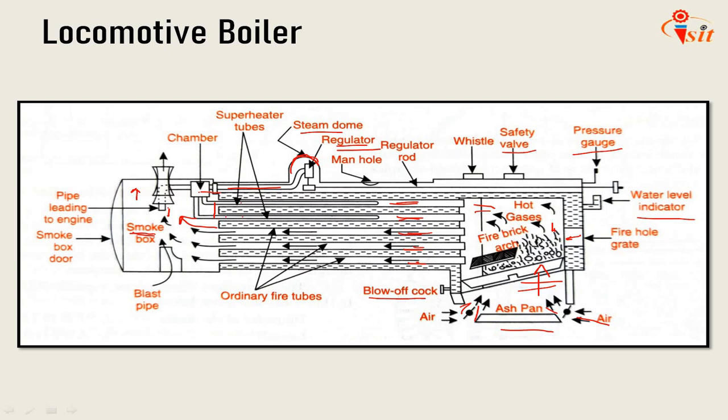In this boiler, natural draught cannot be obtained because it requires a very high chimney, which cannot be provided on the locomotive boiler, since it has to run on rails. Thus, some artificial arrangement has to be used to produce a correct draught. As such, the draught here is produced by exhaust steam from the cylinder, which is discharged through the blast pipe to the chimney.